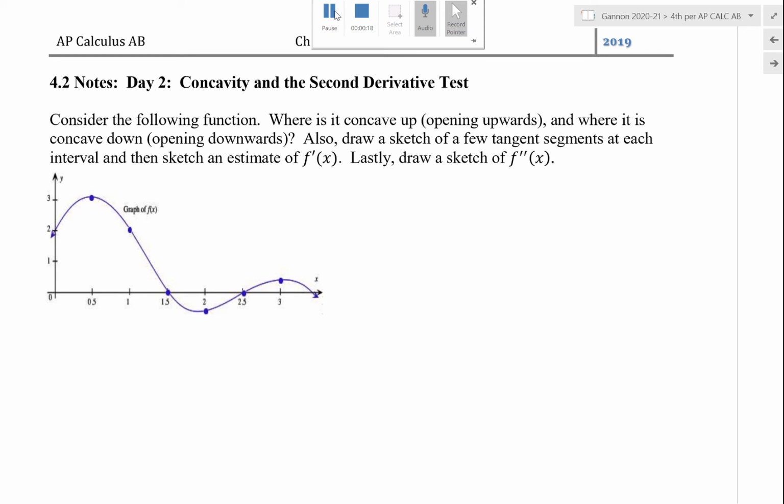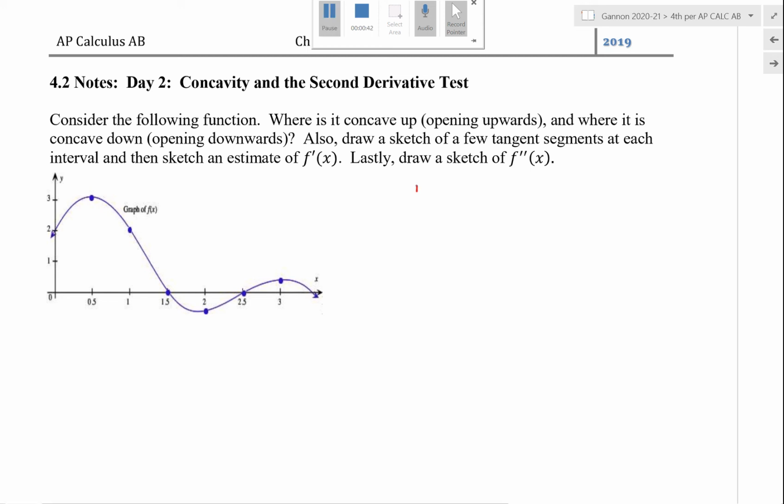Where is the graph concave up, meaning opening upwards? Where is it concave down, opening downwards? And we also want to go ahead and draw a sketch of a few tangent segments at each interval. And then sketch what the estimate of f prime looks like. And from there, we can then go ahead and sketch what f double prime might look like.